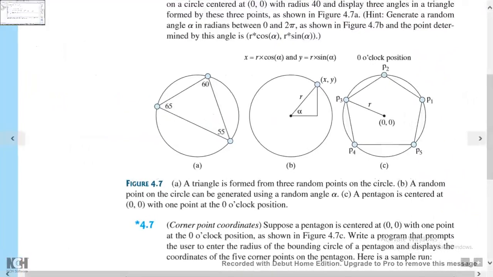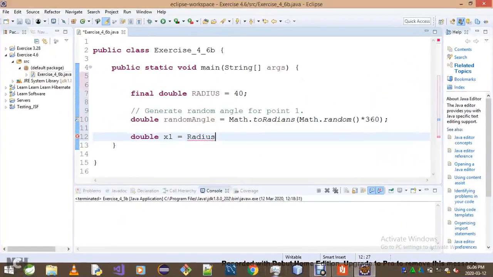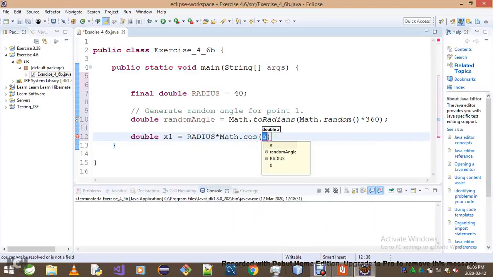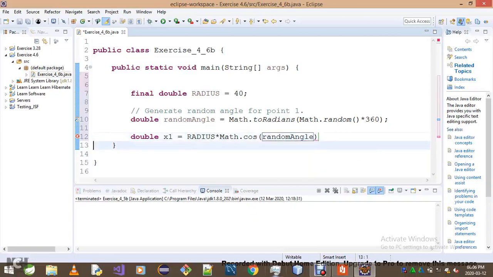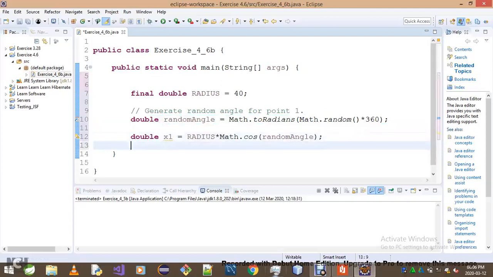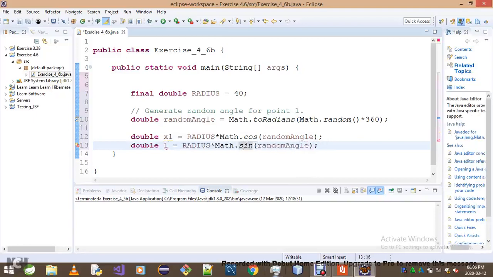It's r cos alpha, and the y is r sine alpha. So it's gonna be radius multiplied by Math.cos, and then what do we put in here? Random angle. We put random angle there. And then for y, we'll simply use sine instead of cos. And then we put y1 right here.